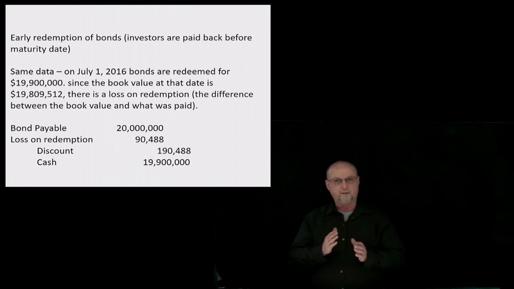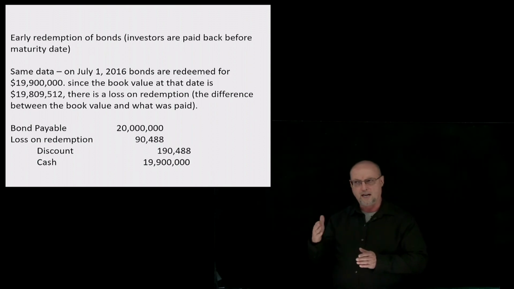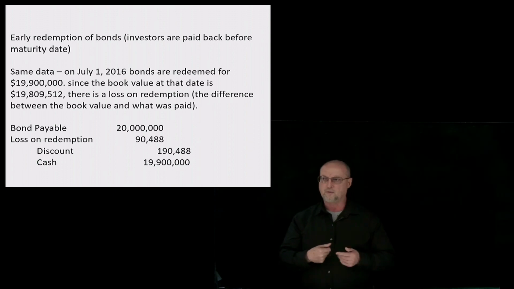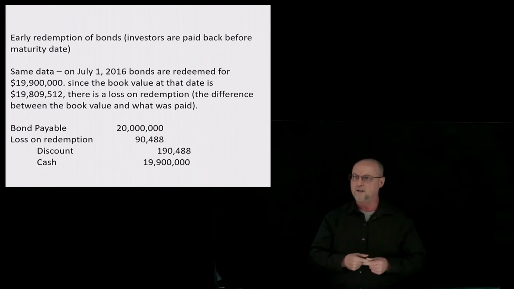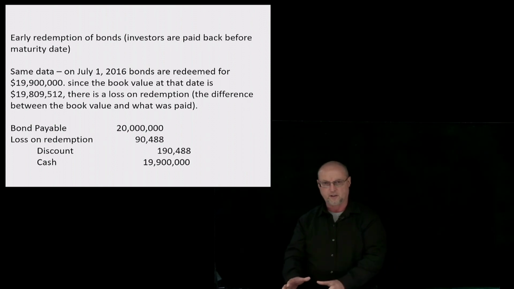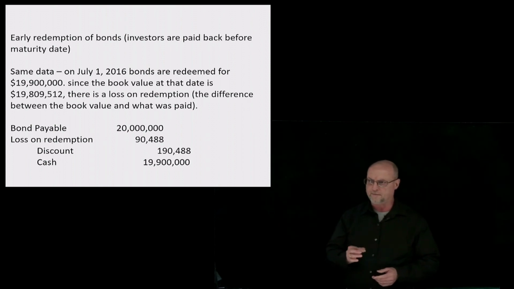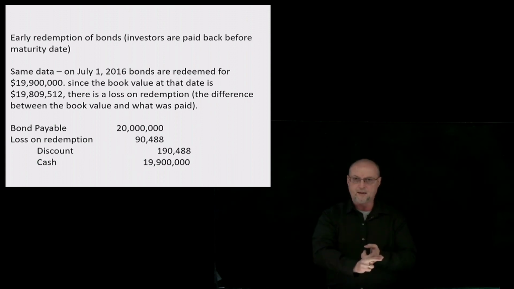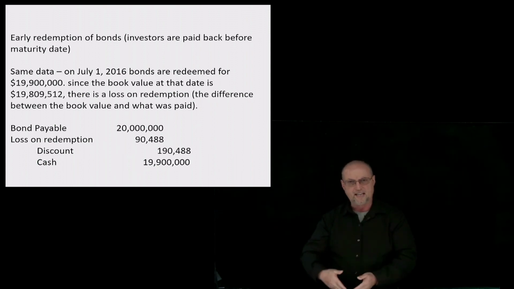Now, they were issued on January 1st of 15, so July of 16, after the third of 4 payments, the bonds are redeemed for $19,900,000. At that date, the book value, and if you go back to the amortization schedule, the book value on July 1st of 16 was $19,809,512. So we paid them back more than the book value, which means we have a loss on redemption, which is the difference between what we paid them and what the book value was at the date of redemption.